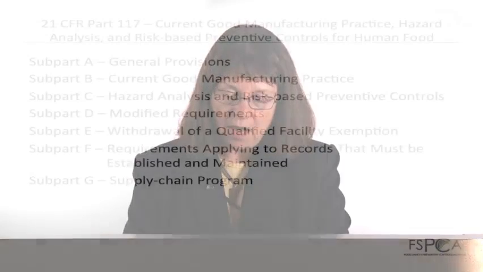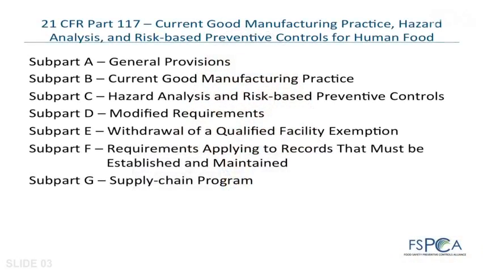So the objective of this regulation overview is to develop an awareness of the requirements of the current good manufacturing practice, hazard analysis, and risk-based preventive controls for human food regulation. The regulation is found in 21 CFR Part 117. And it has 7 subparts as shown here.